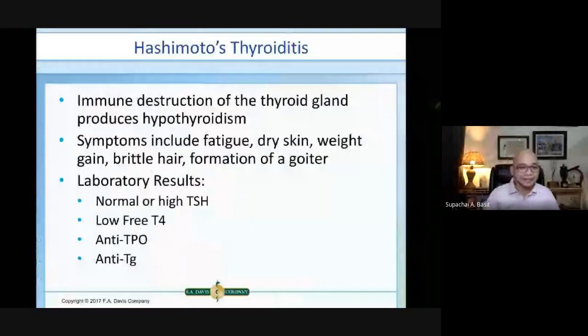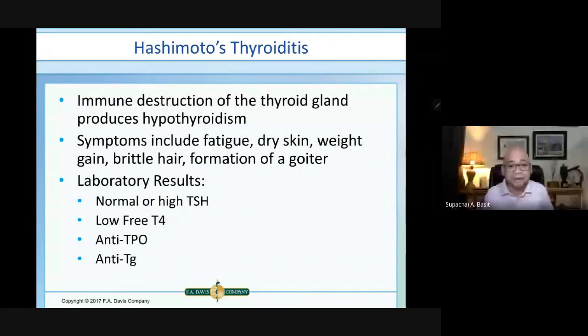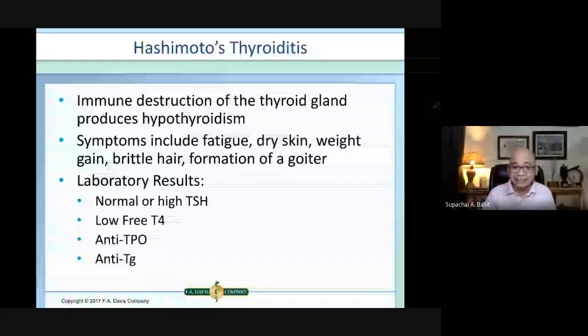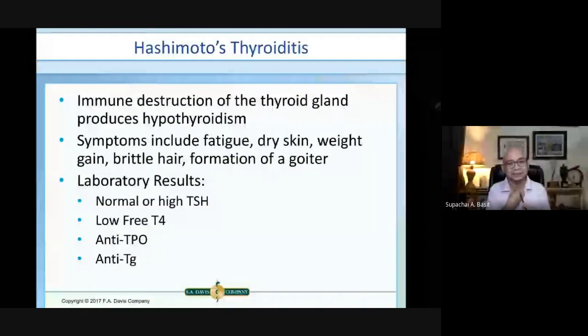Let's talk first about Hashimoto thyroiditis. Hashimoto thyroiditis is the destruction of the thyroid gland, which produces hypothyroidism. Hashimoto's is the most common autoimmune thyroid disease, and it is mostly seen in middle-aged women. This is what you call goiter. Goiter is an enlarged thyroid gland, and in this disease it is irregular and rubbery. Symptoms include fatigue, dry skin, weight gain, brittle hair, and formation of a goiter.